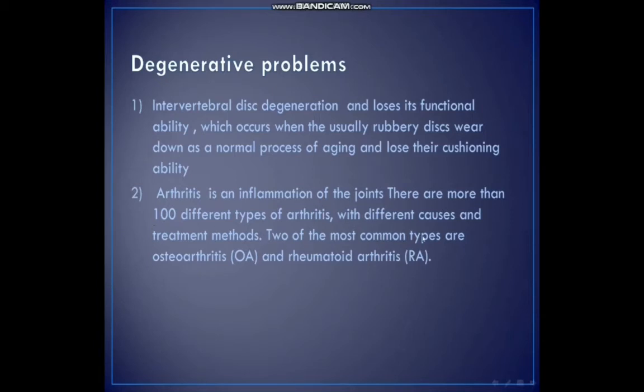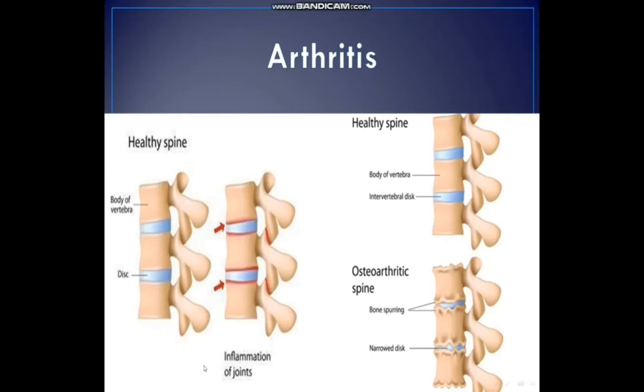The two most common types are osteoarthritis and rheumatoid arthritis. Here we can see arthritis, the inflammation of the joint or the spine. Osteoarthritis is the common type of arthritis. Osteoarthritis decreases bone density and narrows the disc, and gives us the feeling of pain.